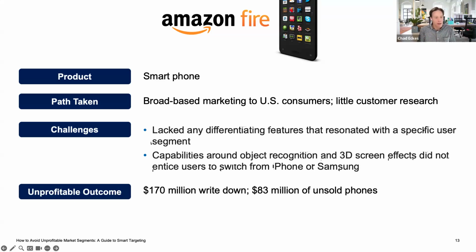What that resulted in financially was a $170 million write-off in just one quarter. And there were reports that about $83 million of phones were in inventory and selling on eBay for like $1. So again, just another example of where not picking a good market segment to start can lead to pretty quick losses, especially when you're trying to go big, like Amazon did here.